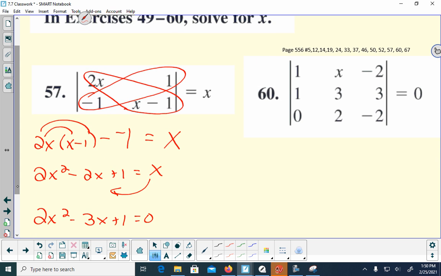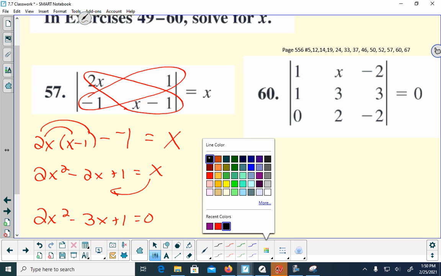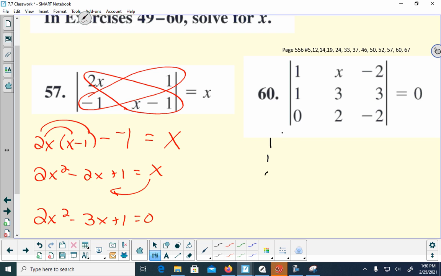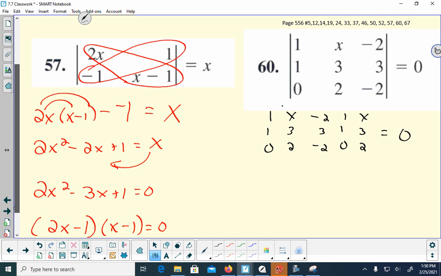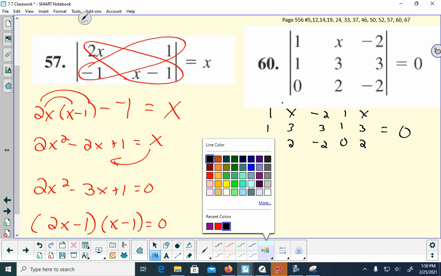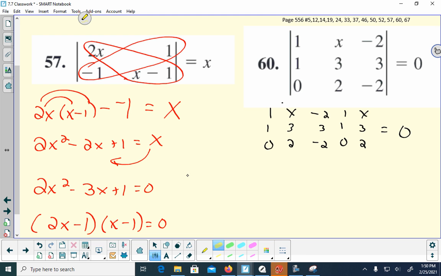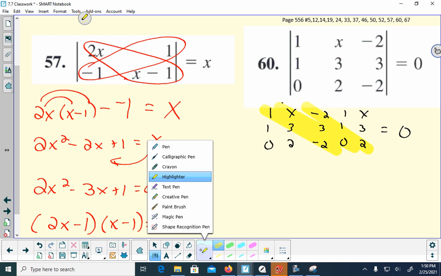60, same thing, it's a 3 by 3. So before I even start, I am going to take my time to copy down those 2 columns. So I'm just going to copy down the whole thing. X, 3, 2. Copying down the first 2 columns. And then I want to set this equal to 0. So I am going to multiply, whoopsie, wrong thing. This, this, and this.